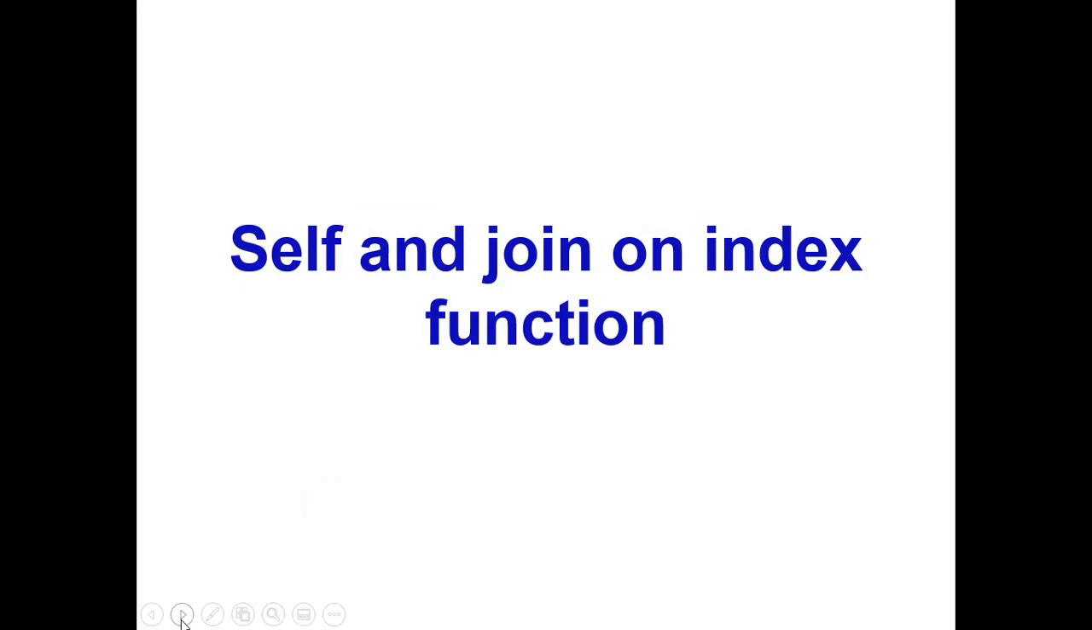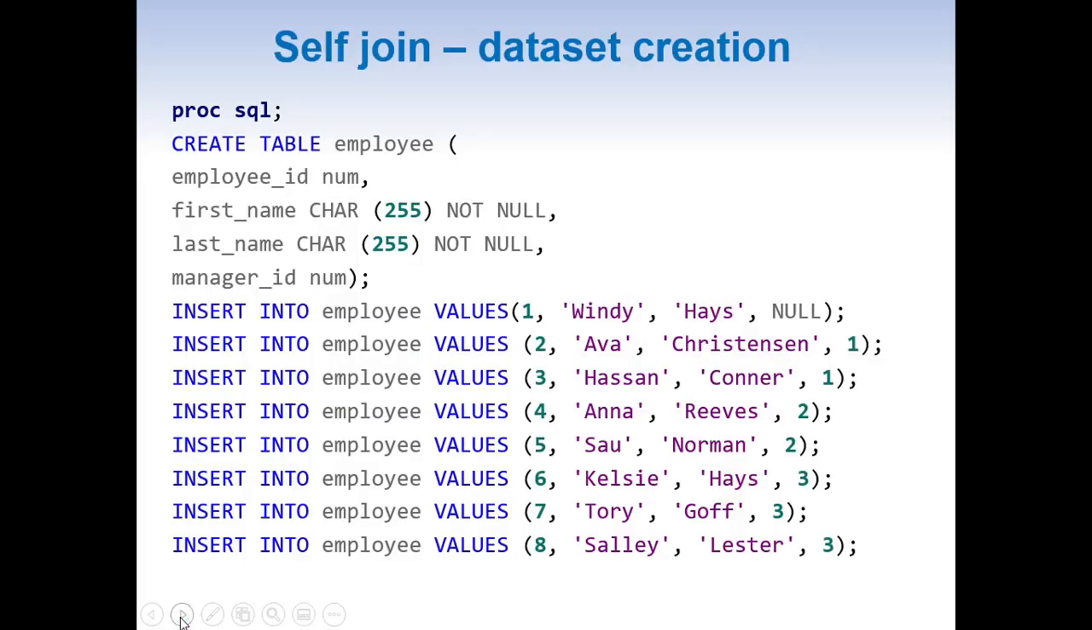Now we have looked into all the categories of joins, but I would like to go a little bit deeper, and by using these joins we can do something special. One of those is self join, and the second one is join on index function. Let us first look into self join. To understand self join, we also need to understand a couple of things. Whenever we are trying to do a self join, the information we want is all there in one table, but not in the way we want.